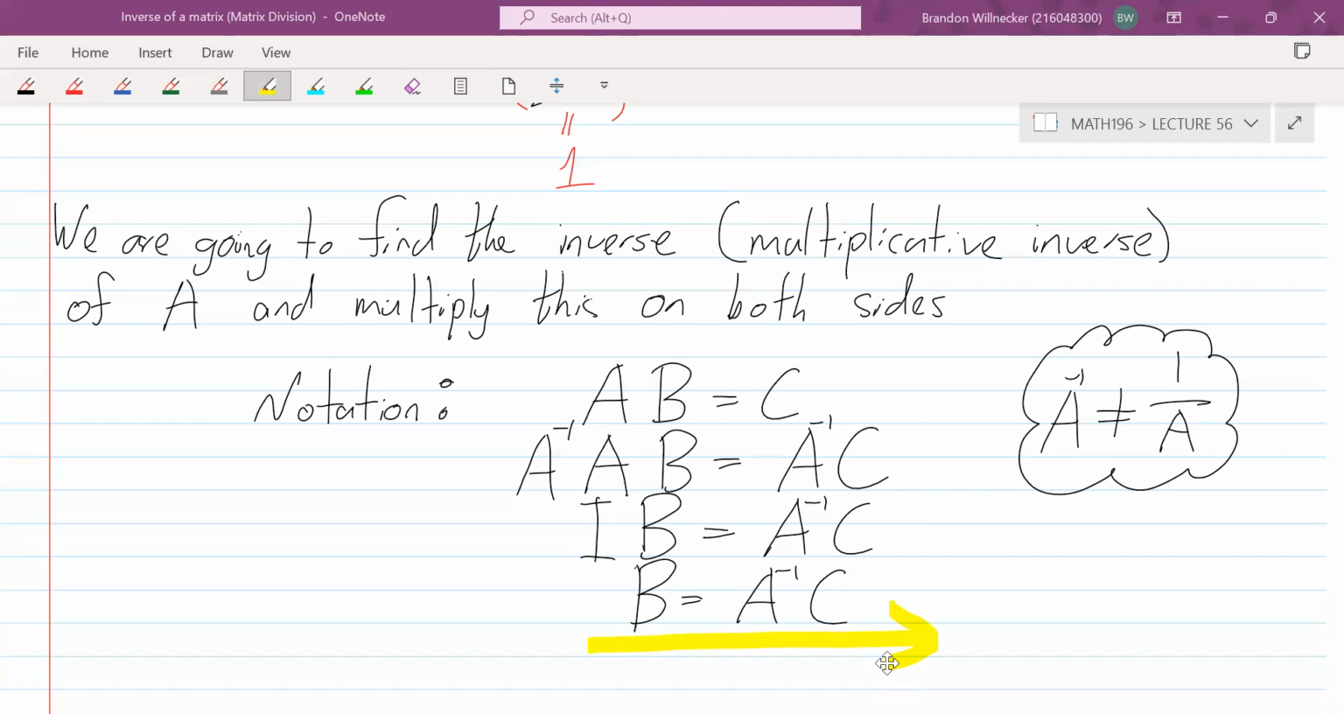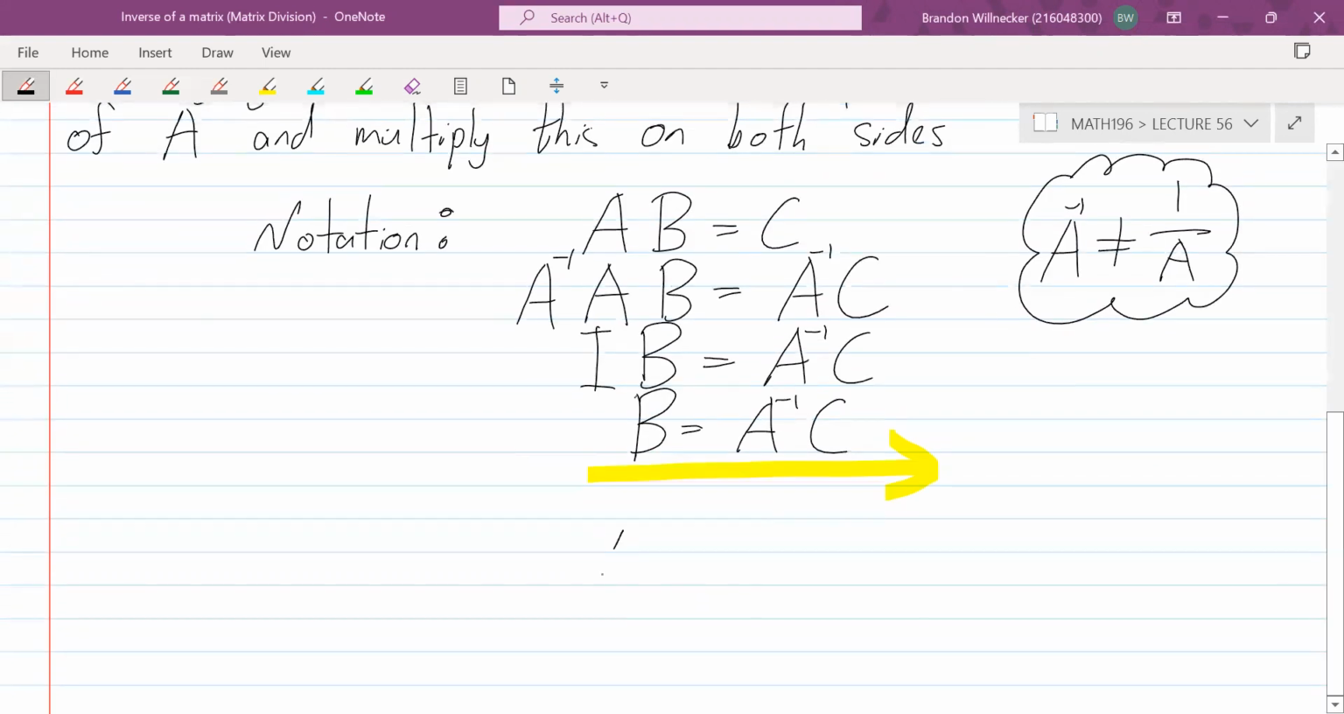Now, if we wanted to undo the multiplication by B, we see that B is on the right-hand side. So instead of multiplying on the left-hand side by B inverse, we need to multiply on the right-hand side by B inverse. Because remember, the order of multiplication is very important with matrices. So A times B is different from B times A. If you do a right multiplication or a left multiplication, those are different things.